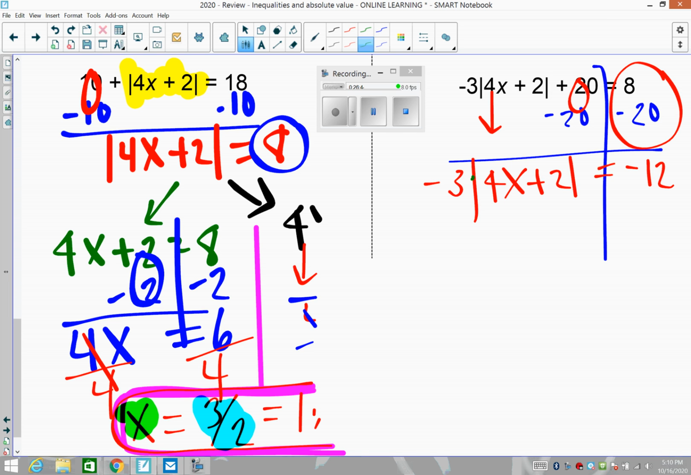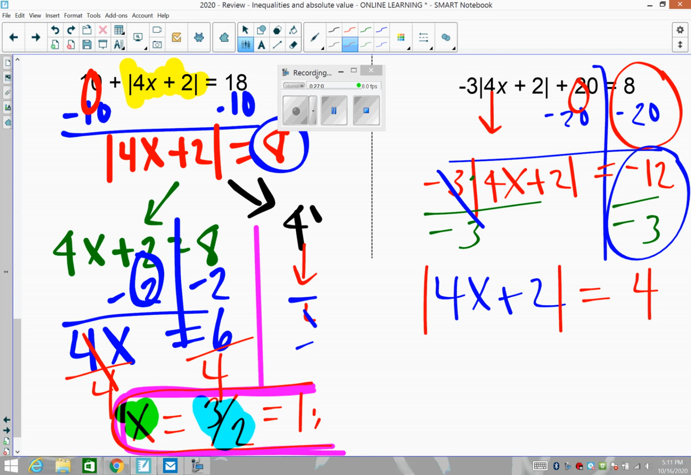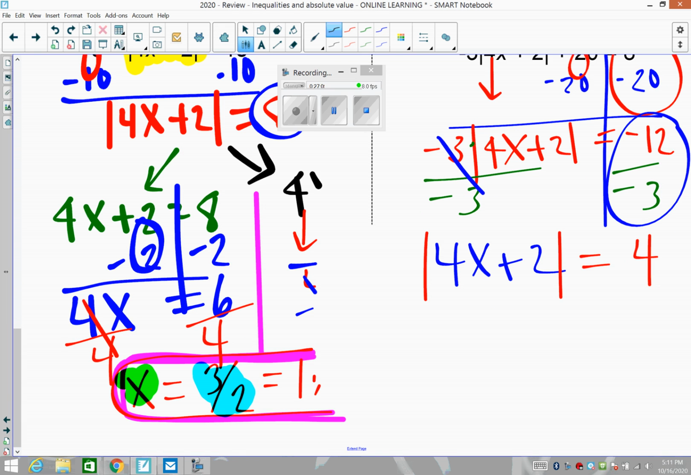Next step is that this is multiplication, so we're going to divide both sides by negative 3, copy, paste. So we get 4x plus 2 is equal to, good, positive 4. I was a little worried that we're going to get a negative coming out of that, and then we have a real problem. So this is an absolute value problem, equals positive 4. Because it's a positive output, we can split that into 2 possible solutions, which is 4x plus 2 equals 4.